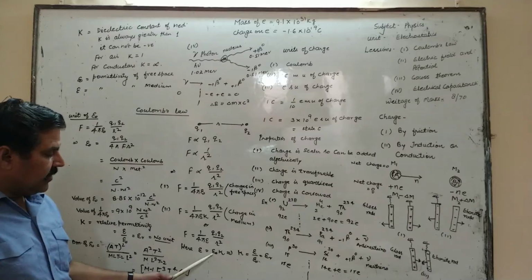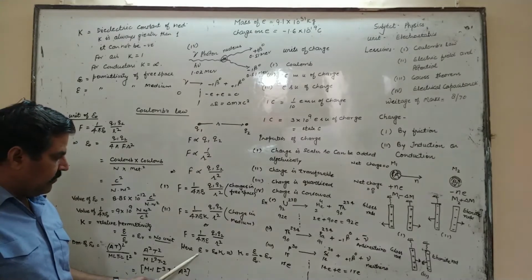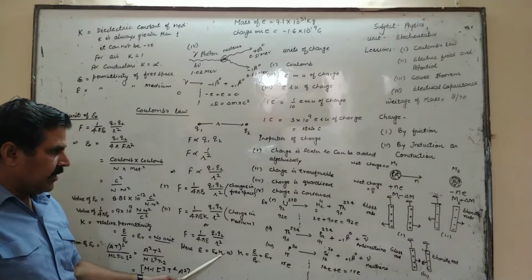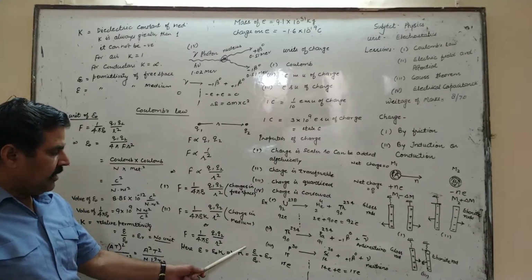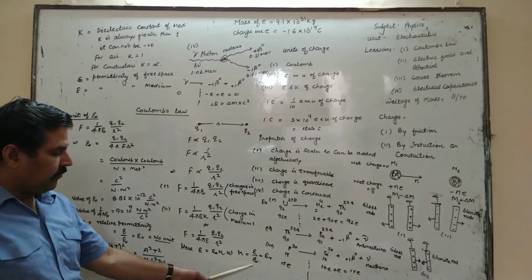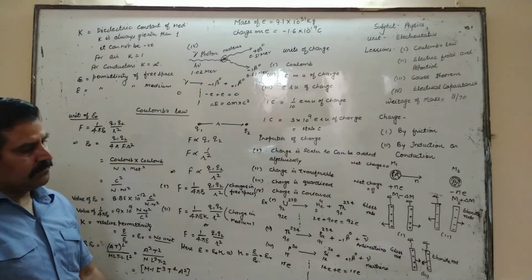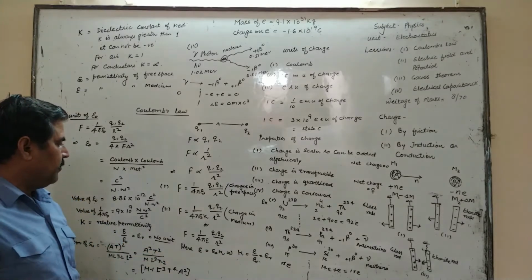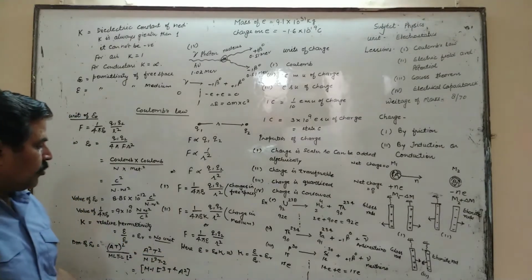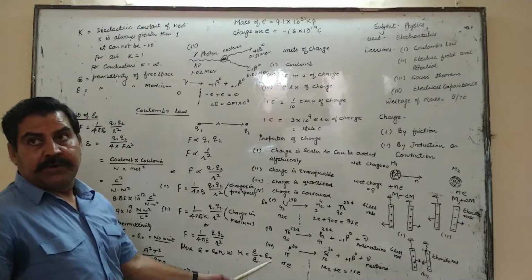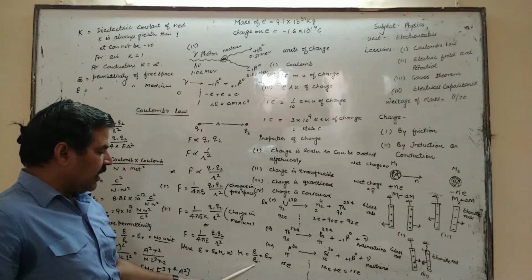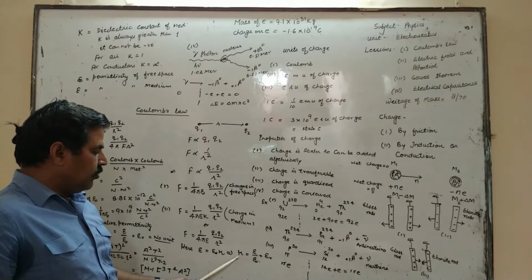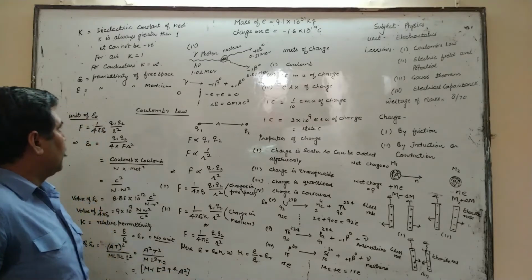Epsilon 0, permittivity of free space. Epsilon, permittivity of medium. K, dielectric constant of the medium, K equal to epsilon upon epsilon naught. When we divide the permittivity of the medium by the permittivity of free space, we get epsilon suffix r. This is called relative permittivity. So dielectric constant and relative permittivity, both these are the same. And remember, the unit of epsilon and epsilon 0 is the same. Therefore, there is no unit of K or epsilon r.